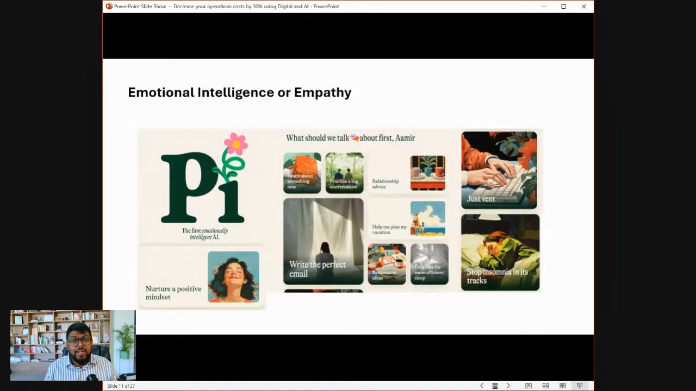And then the next thing that we are seeing more and more in these large language models is the addition of emotional intelligence or empathy. What you are seeing on the screen is one of the AI models called Pi, personal intelligence, and this one doesn't just look at the logic and reasoning, but is able to explore your emotions and have that empathy built into it. Some of the prompts that you are seeing over here, this one prompt which is my favorite, is just vent, where you could just vent it out, or things like nurturing a positive mindset and so on. And that's something that we are going to be seeing a lot more.